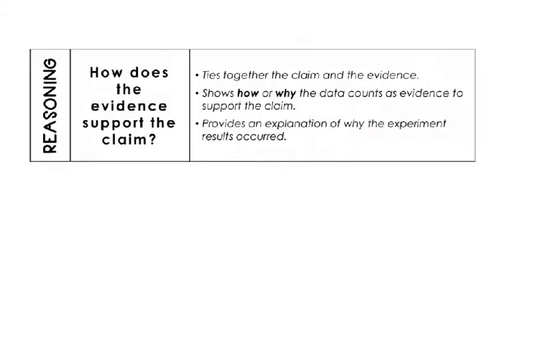Reasoning. How does the evidence or the data then support the claim? This piece ties together the claim and the evidence. It shows how or why the data counts as evidence to support the claim, right? In my plant example from earlier, I'm not going to talk about the color of the plants. Hopefully they're green if their plant's growing, but say one of them looks more brown than the other, that's not going to be part of my data about growth. It's just not. I'm going to be measuring. There's no place to fit that in.